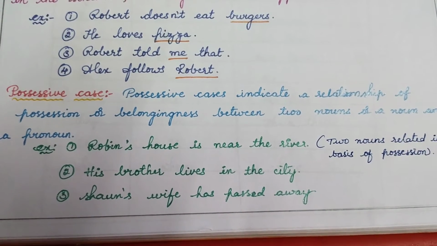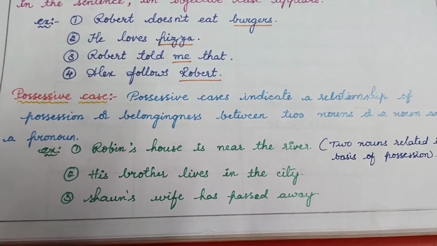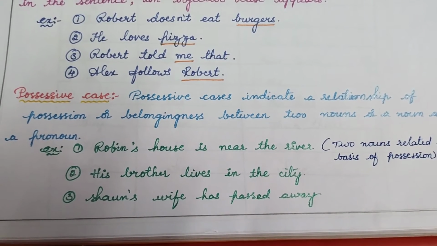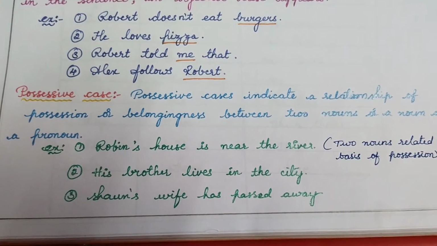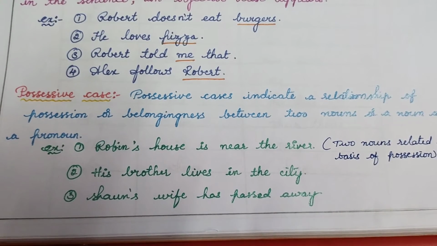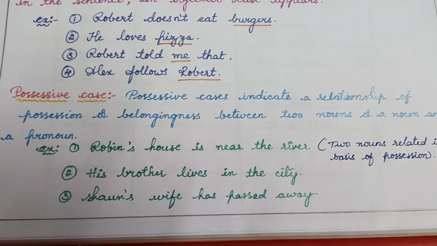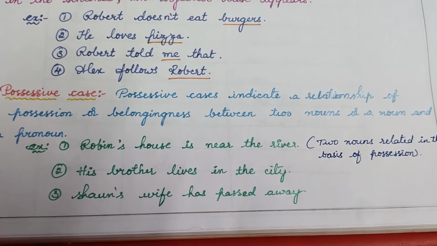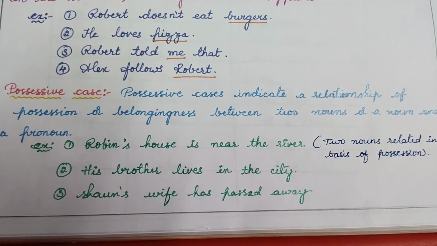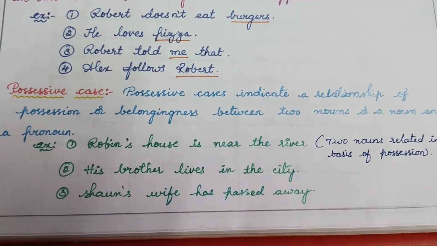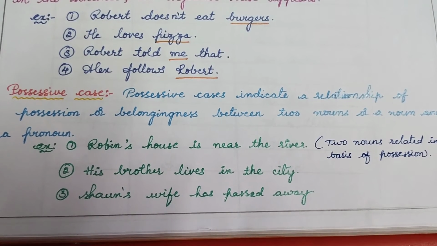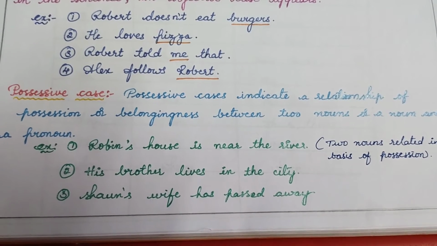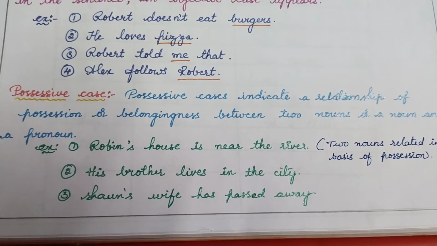Coming to the third classification, possessive case. Possessive indicates a relationship. So possessive case indicates a relationship of possession or belongingness between two nouns or a noun and a pronoun. So if we are able to relate a possession or belongingness between two nouns or between a noun and a pronoun, it is said to be possessive case.